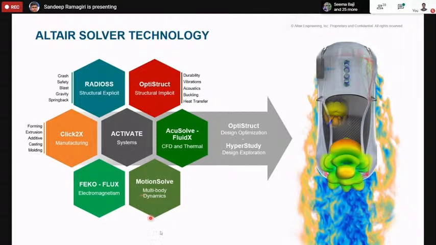And then for the electromagnetics, we have two simulation technologies. You can see it's basically Feko and Flux. Feko is a high frequency tool, and Flux is a low frequency electromagnetic simulation technology catering to electrical engineering. And on the top of this, we also have an optimization tool called HyperStudy, which basically does the DOE, design of experiments, and also the optimization studies. So HyperStudy will link with all these solvers to do the optimization.